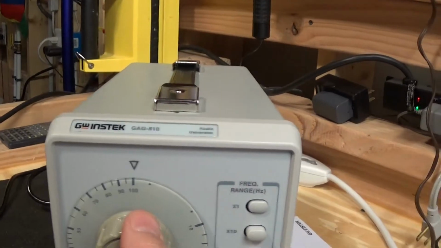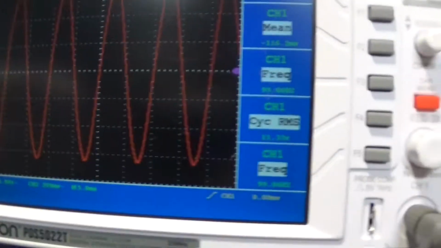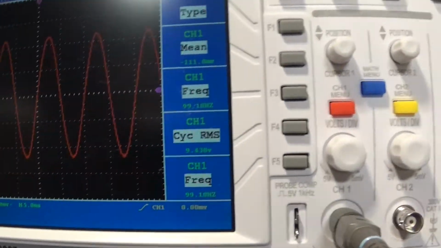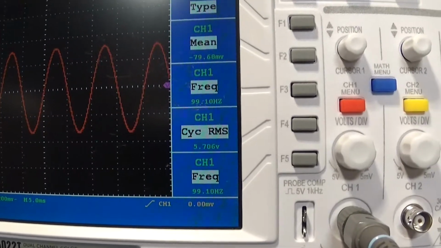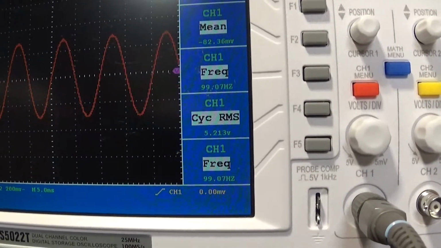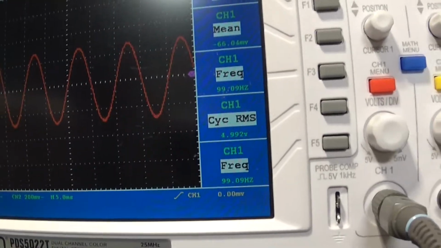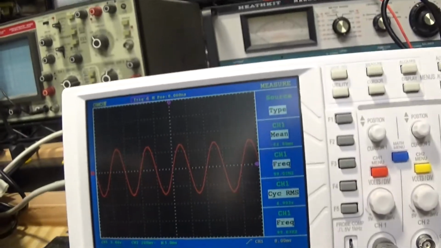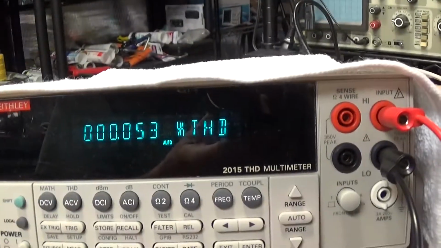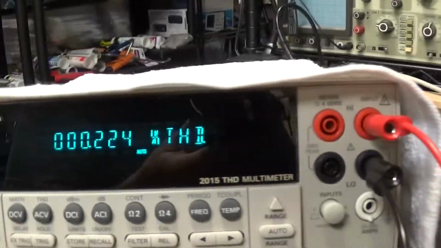Okay, so we're set at 100 hertz. There we are. We're at 11 volts. I want to go back down to about 5, somewhere in the mid-range of its capabilities. I really don't need 5 volts either as an input source, but anyway. So we're looking good there, and our THD is starting to rise. Okay, so I'm going to back this down from 100 hertz to 20. Okay, and let's see what happens to the THD.